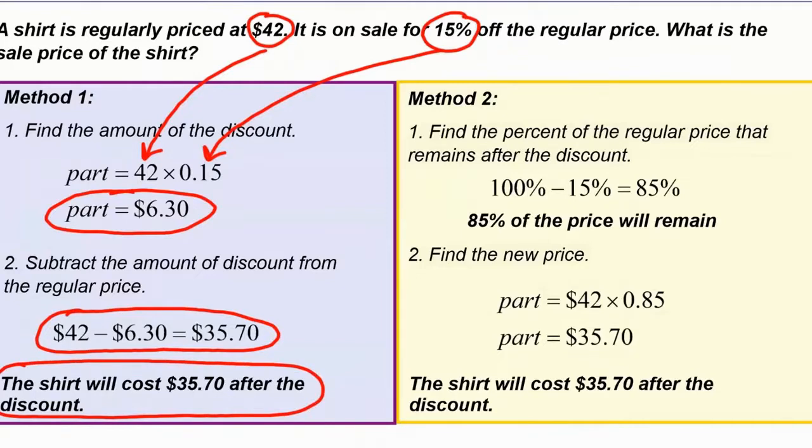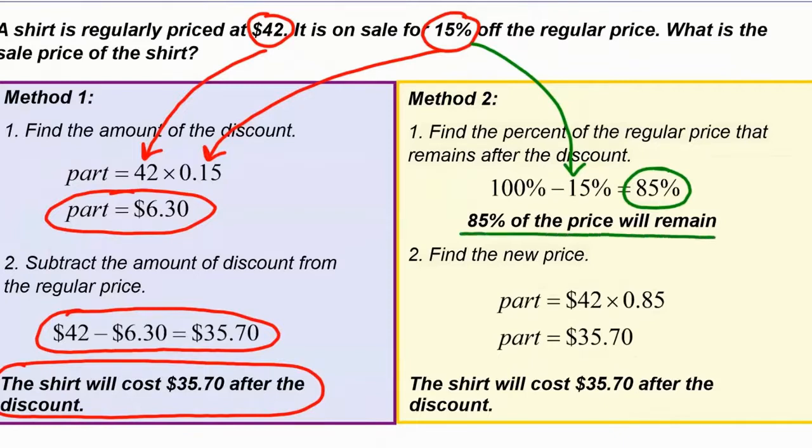The second method would be to find what percent of the price is going to remain. So since I'm taking 15% off, I'm going to subtract 15% from 100%, and that tells me that 85% of the price is going to be left after the discount.